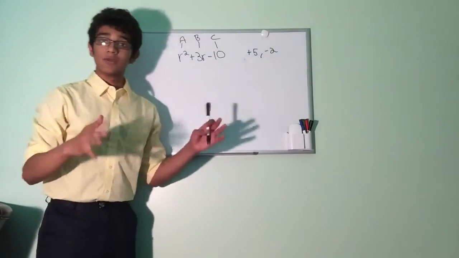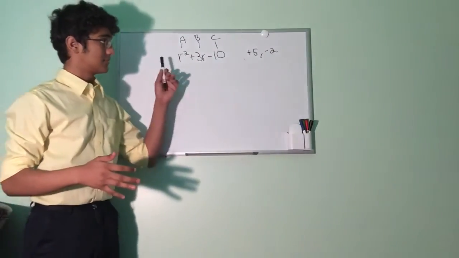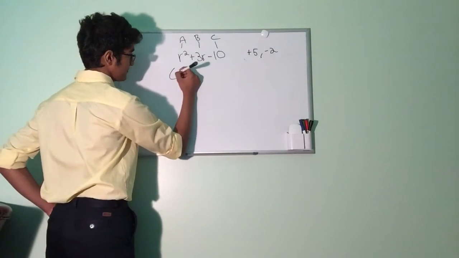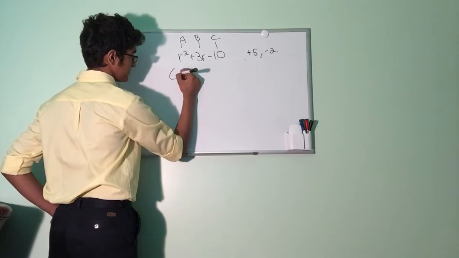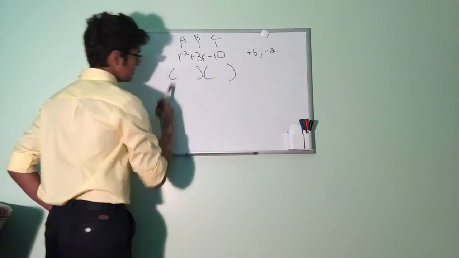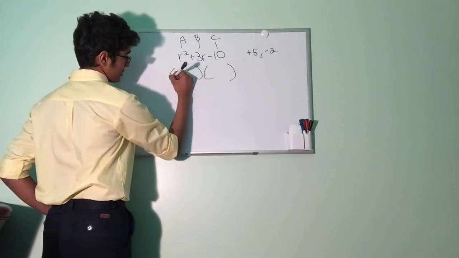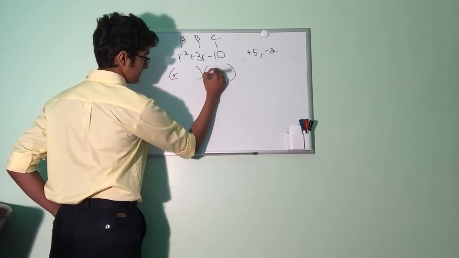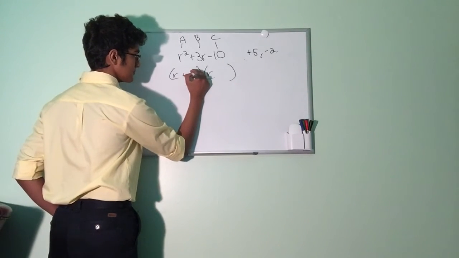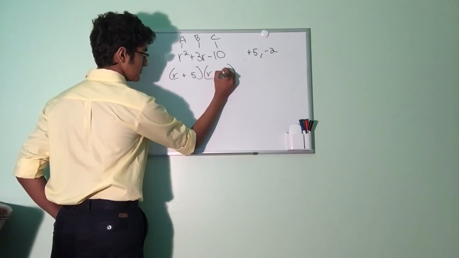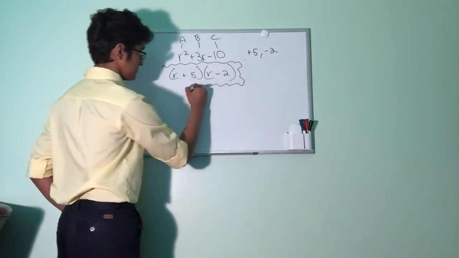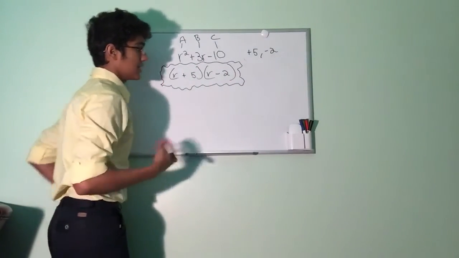And once you know the factors of c that add up to b, you basically make two sets of parentheses under your quadratic. And then you bring down the r in each single set of parentheses, and then you just plug in the factors: plus 5, minus 2. And here is your answer. And that's all you have to do.